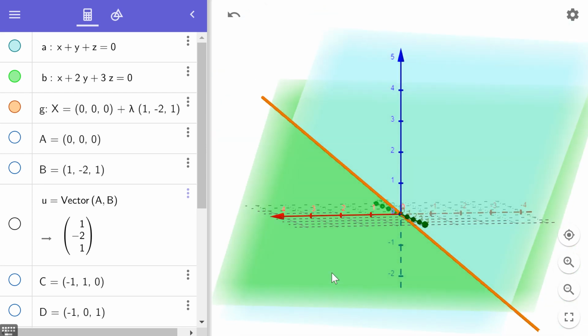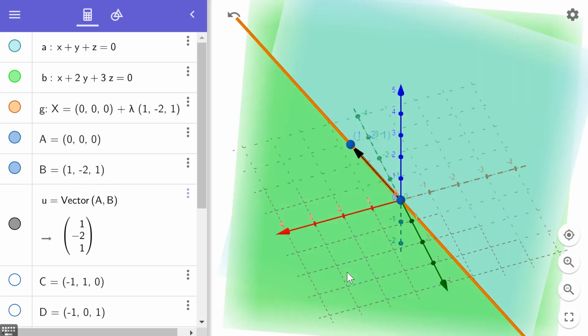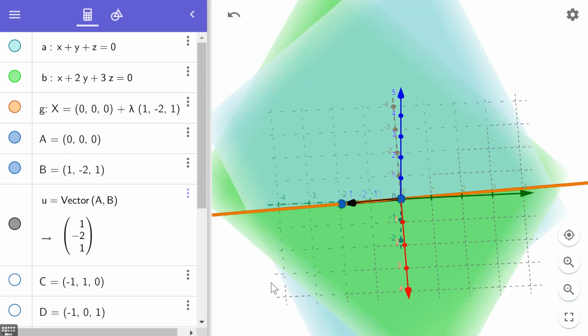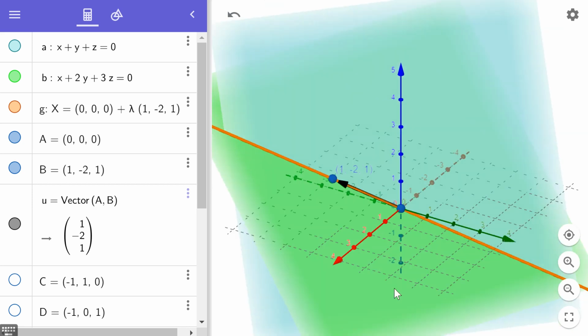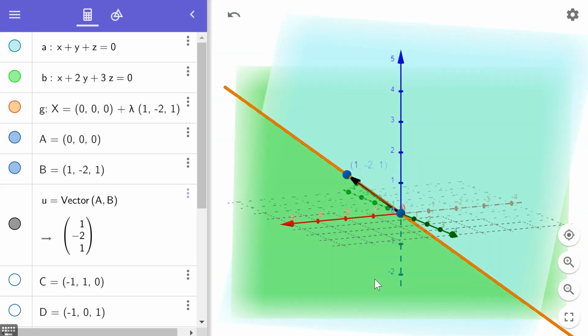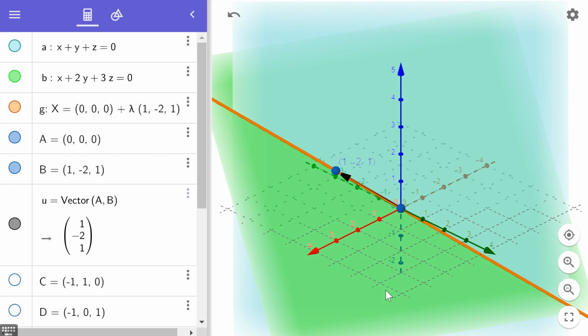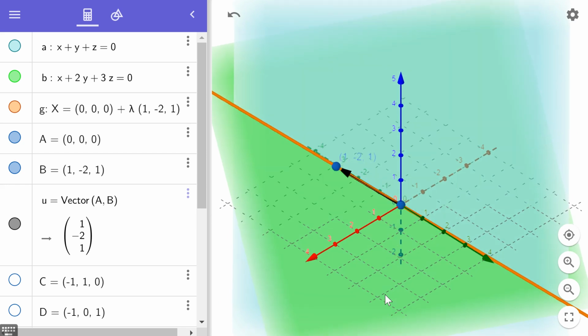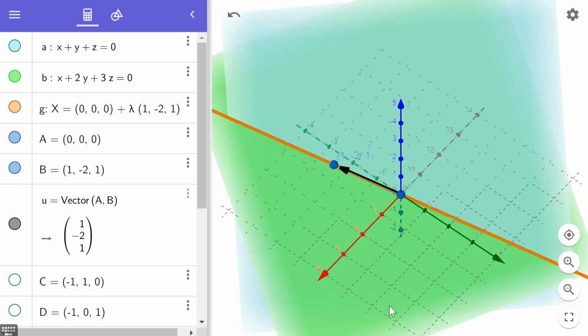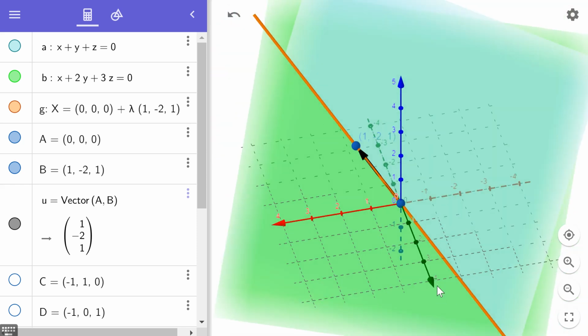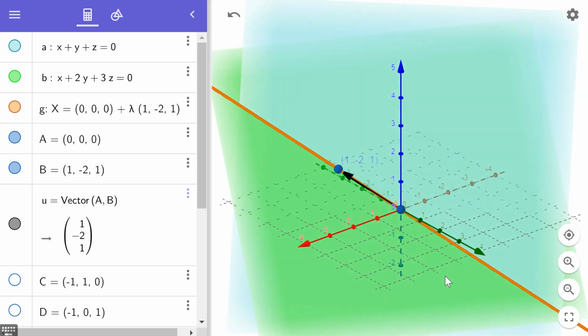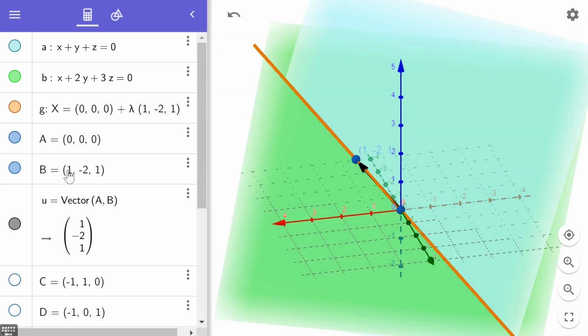Now then, I said that the basis for the orange line should be the vector 1, negative 2, 1, which is the black vector here. So it's very easy to see that if you scale this black vector, you're gonna get the orange line. A linear combination is just a scalar multiple of the black vector here. The black vector is gonna be the basis for my orange line. So that's for my part A.